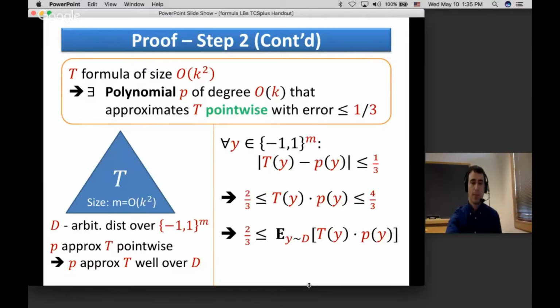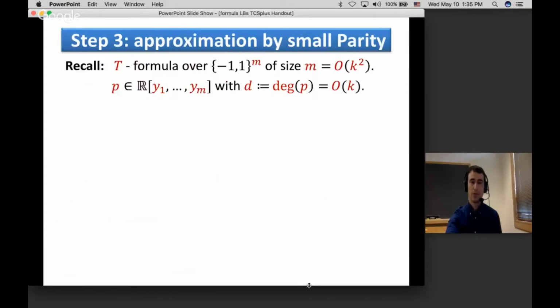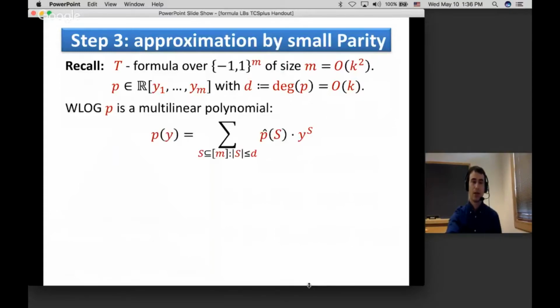And now I move to the third step, and I want to now approximate the formula by a small parity. Okay, so recall that we have this formula of size k squared, and we have this polynomial of degree order k that approximates it. We write p as a multilinear polynomial. This is without loss of generality because we are only interested in the values of p on plus minus 1 to the n. So you can always find a multilinear polynomial that agrees with p on plus and minus 1 to the n and has the same degree or even smaller.